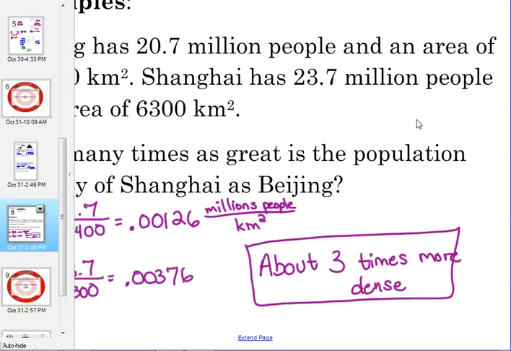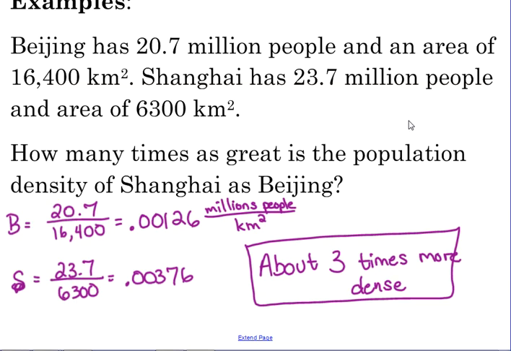All right, so that's pretty much all I want to show you about density. Let me mention one more thing, and I think y'all know this, but I just want to make sure.